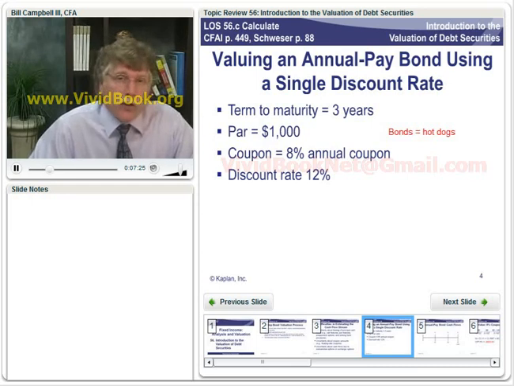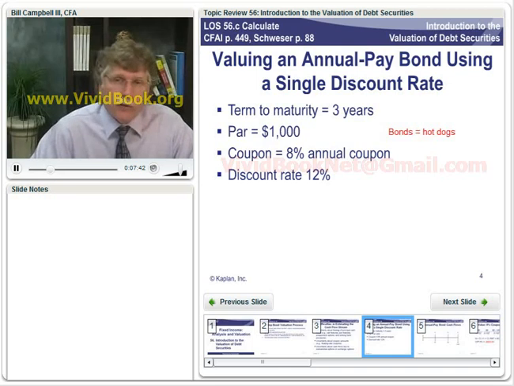So if the coupon rate is 8% and you require 12%, you're not going to pay full price. You're going to pay less. Full price would be $1,000 for this bond. You're going to pay less than $1,000. If you can remember bonds equals hot dogs, you'll get this every time.